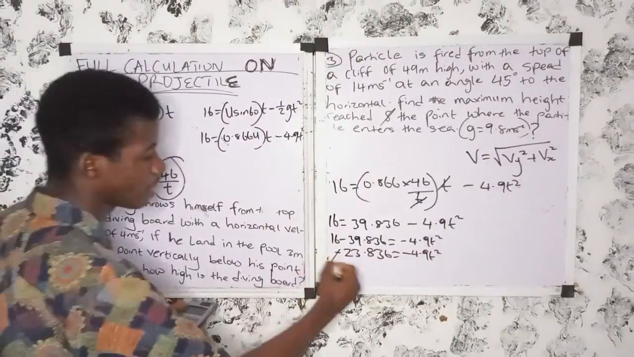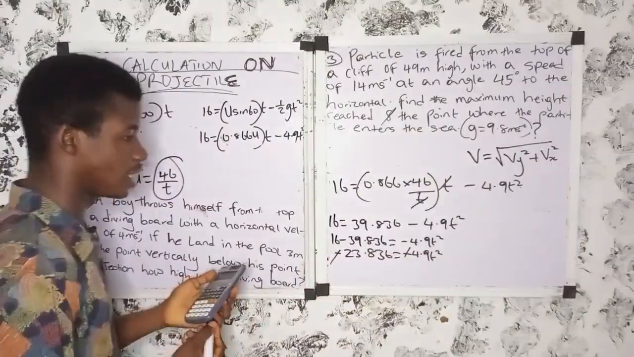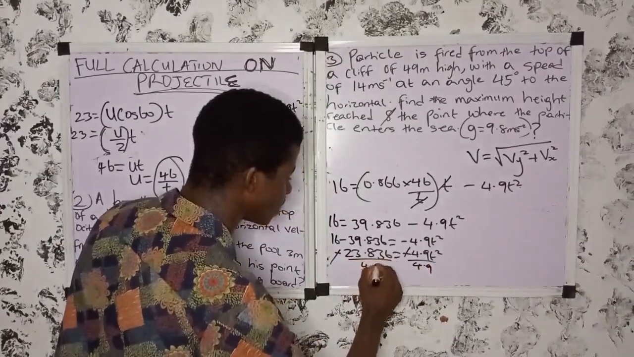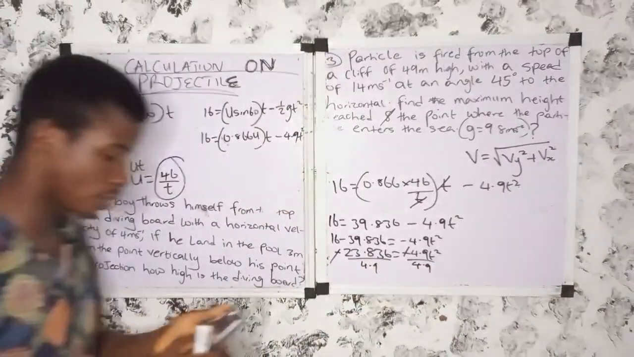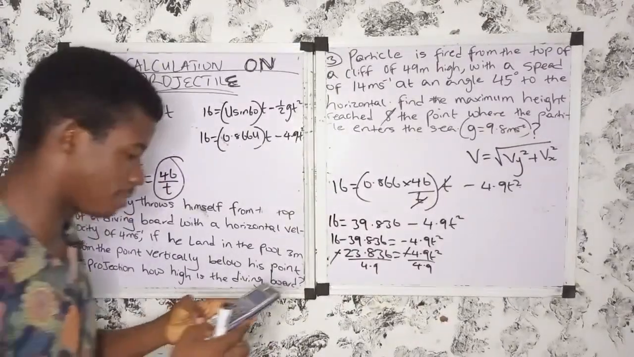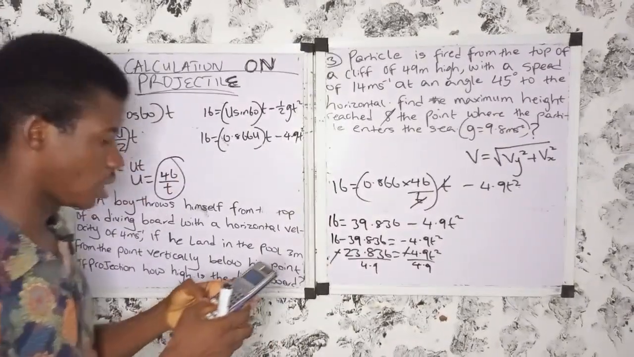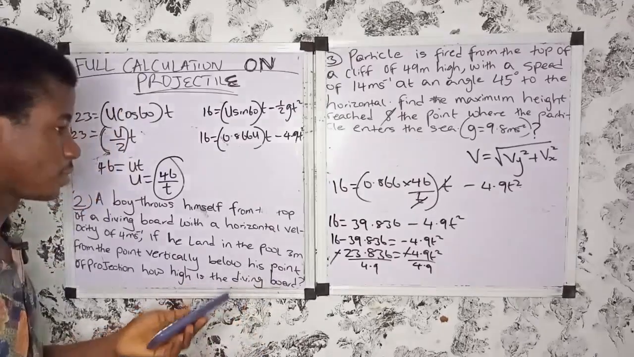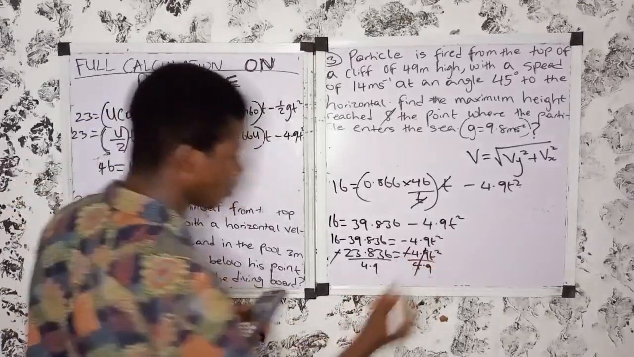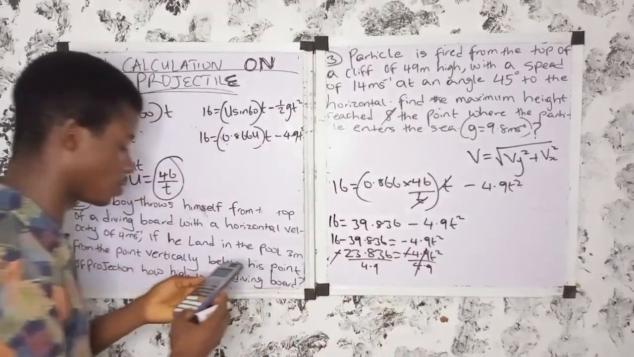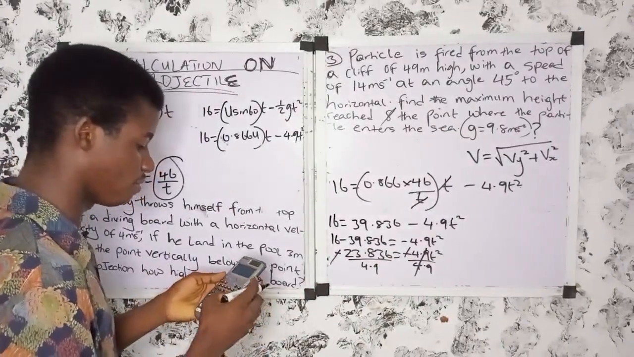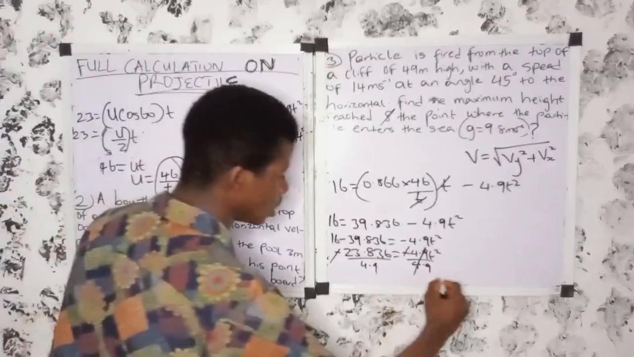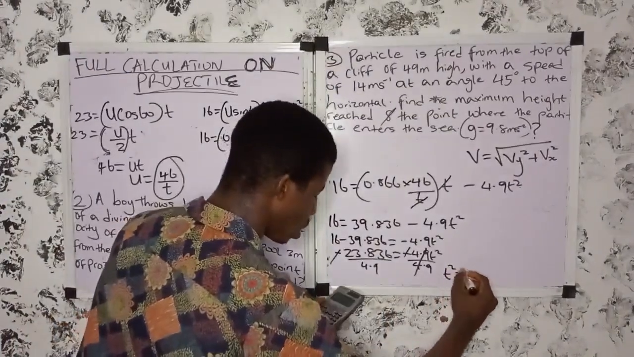Okay, so this minus cancels this minus, right? Then divide both sides by 4.9. So dividing both sides by 4.9, the 4.9 will cancel 4.9 here. If this one is divided, we get 4.864. So now I'm left with t squared equals 4.864.